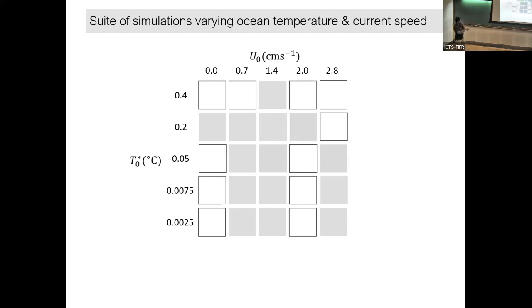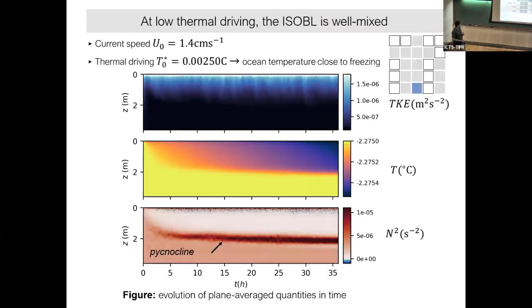We are going to conduct a couple of simulations around this space to understand where we expect these three different scenarios. This is called low thermal driving. This is the way thermal driving is increasing. So low thermal driving and energetic flow, we expect a simple boundary layer, just like a flat plate boundary layer.